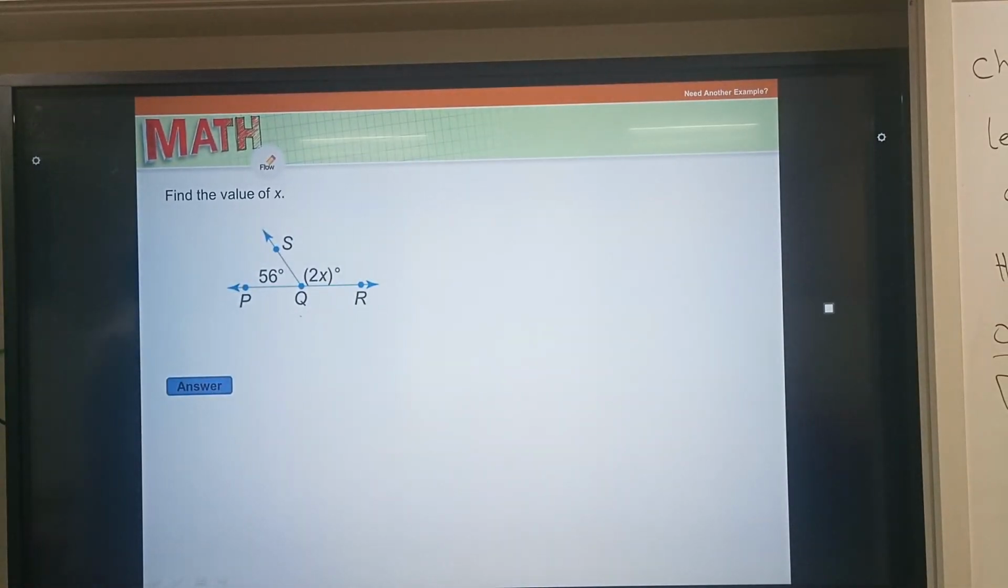I will give you 1 minute to think about this problem. It's a very easy problem. How can we solve this?